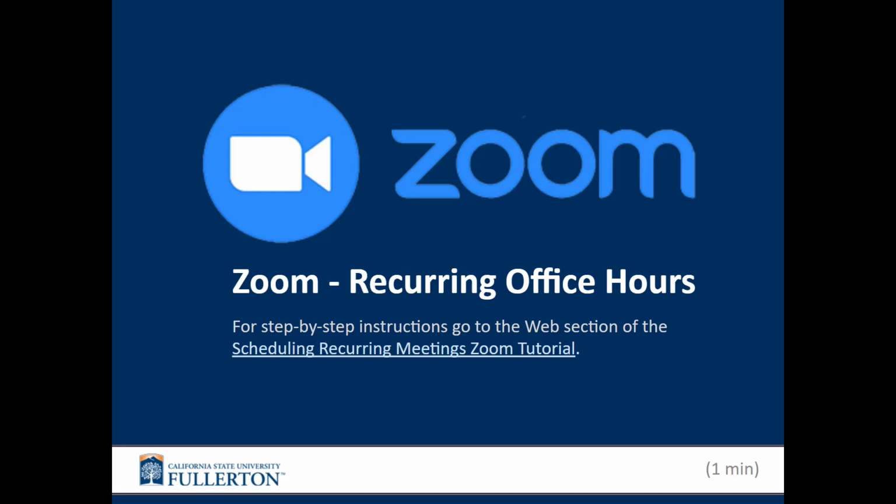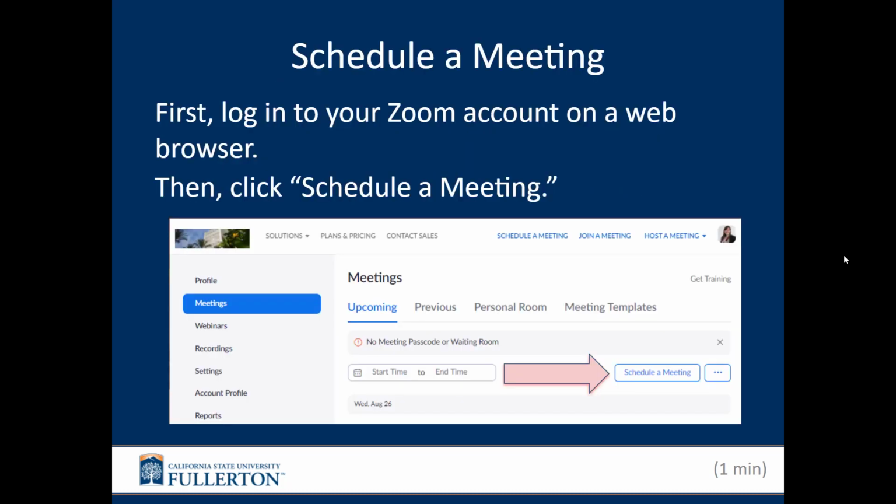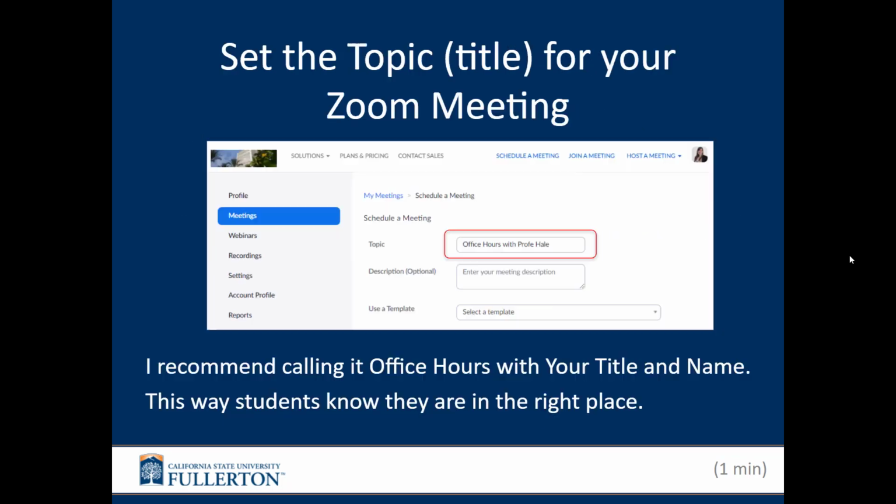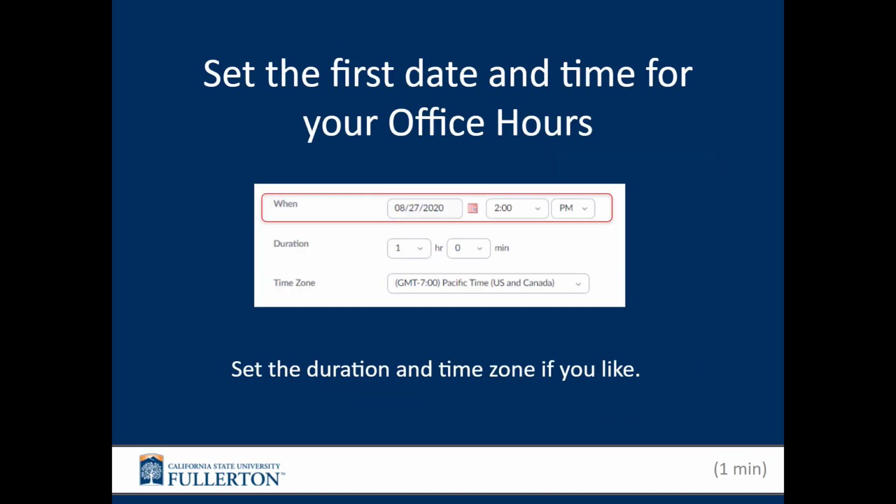Now that we've talked about some best practices for your office hours, let's talk about how to set up recurring office hours on your Zoom account. First, you're going to log in to your Zoom account and go to Meetings. On the right-hand side, you'll see a button that says Schedule a Meeting. Next, you'll want to title the meeting. I like to put Office Hours and my name.